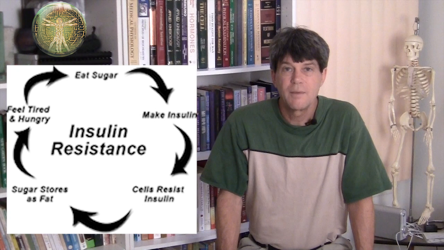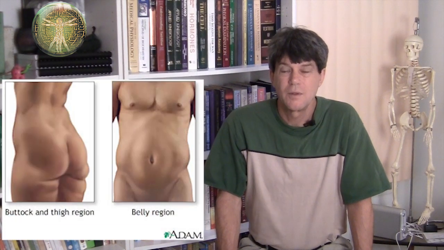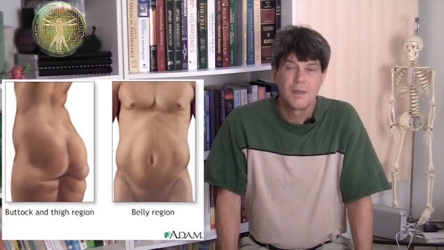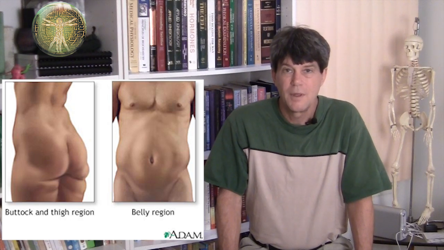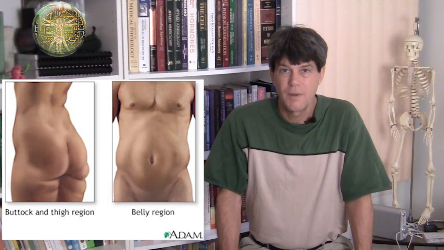What the cells are not able to burn as energy gets stored as triglycerides, as fat, in white adipose tissue. And this is deposited in the abdomen, in the hips, butt, and thighs. That's where white adipose tissue is in the body. Men accumulate more in the abdomen, where women more in the hips, butt, and thighs.